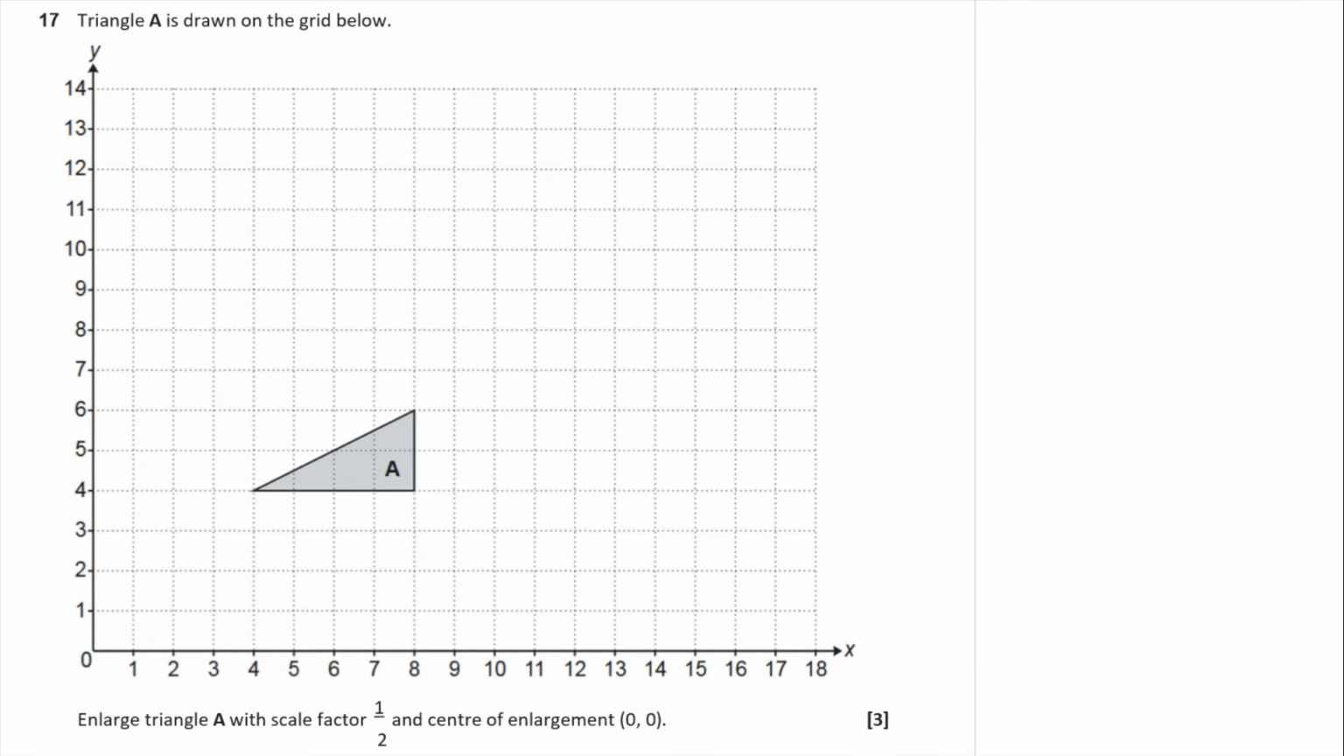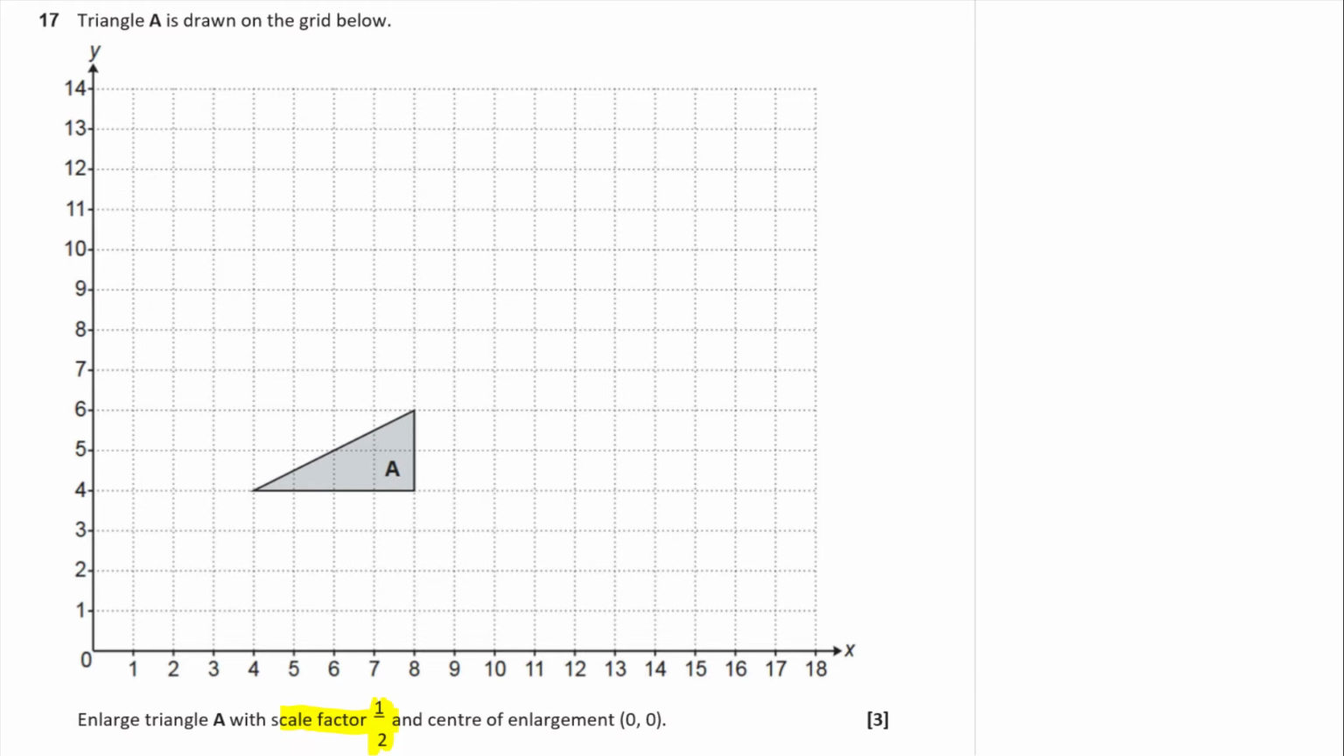Question 17. Triangle A is drawn on the grid below. Enlarge triangle A with a scale factor of 1/2 and centre of enlargement of 0, 0. Okay, so this is an enlargement question, but actually we've got a fractional scale factor of 1/2. That means my image is going to be half as big as the original object. So it's not so much of an enlargement as it is a reduction, but we still in maths call these enlargements, even if they end up getting smaller. So we're expecting our image to be half the size of our original object.